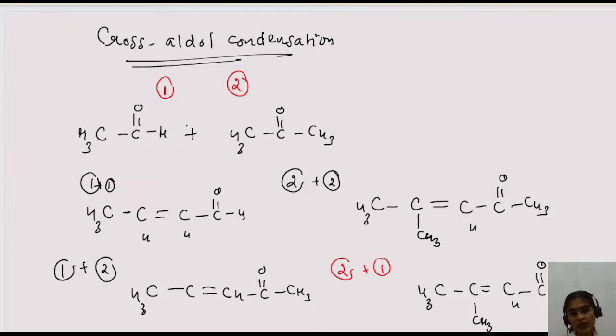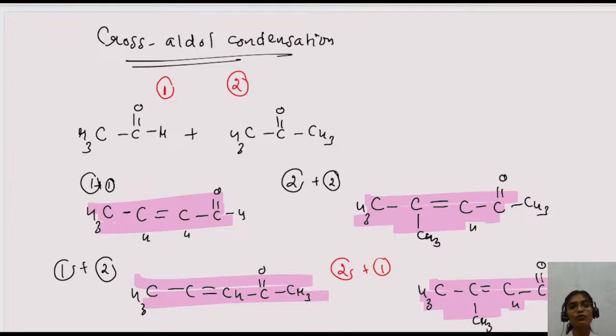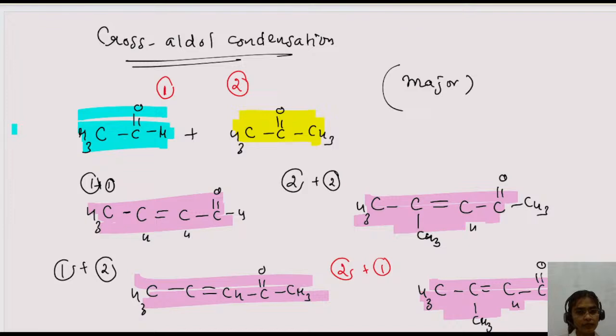So in this case we end up with four kinds of product. Let me highlight them. This is product number one, this is product number two, this is product number three, and this is product number four. This is a cross aldol condensation. Here we're using two different reactants: reactant number one is this, and reactant number two is this. The blue one and the yellow one, and we end up with four products. You know very well that when we have more than one product, we have to go with the major product. Let's use some letters: A, B, C, D. Which of the following is the major product here?